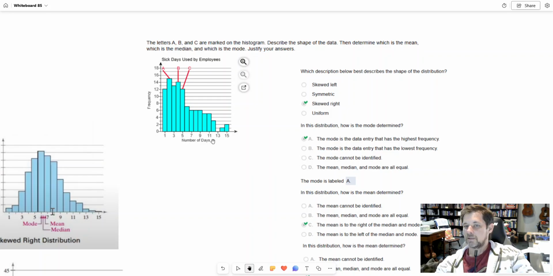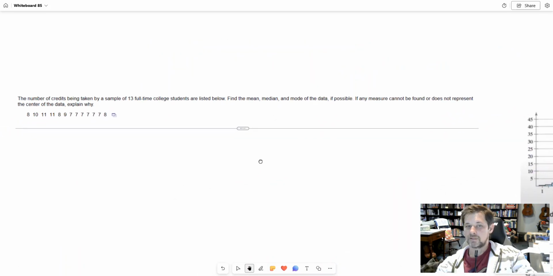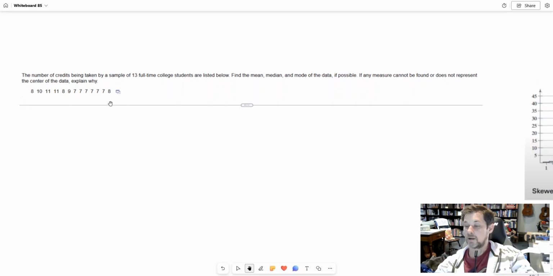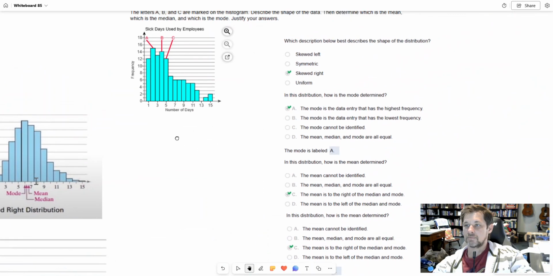Now, the information given here in a graph is a little bit different than if the question was like this, where I'm just given the raw numbers, okay? In this case, where I'm just given the data, 8, 10, 11, 11, 8, 9, 7, so on, and it says to calculate the mean, median, and the mode, then I might use formulas or instructions and that sort of thing. But that's not what's going on here.